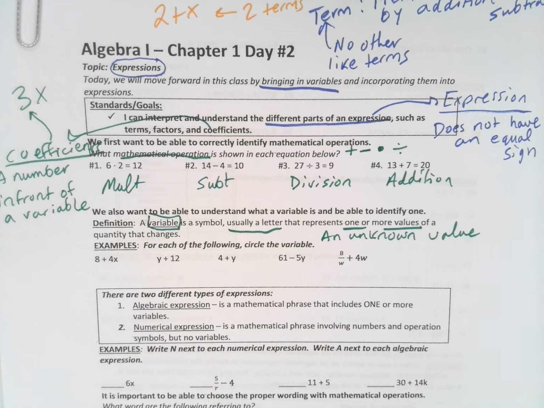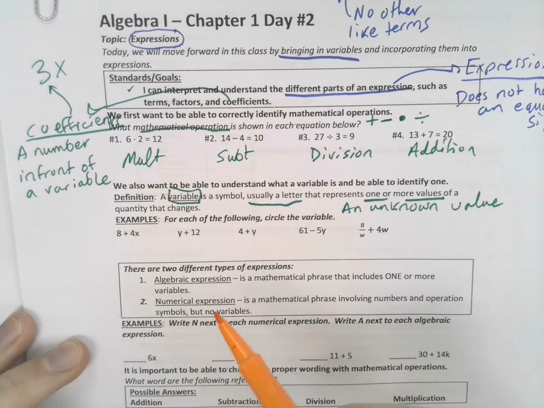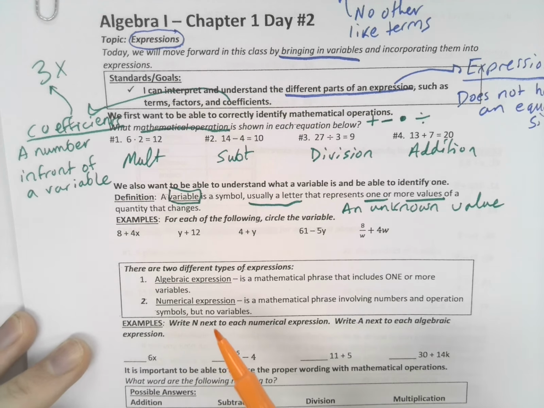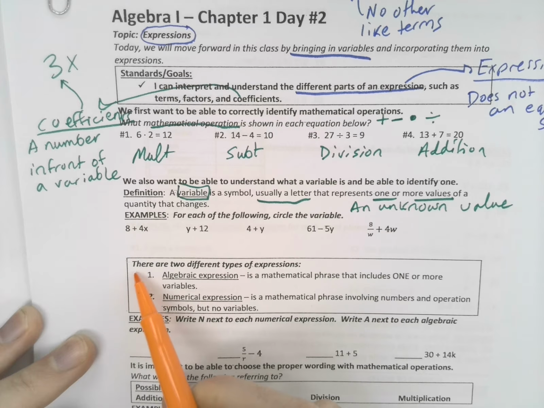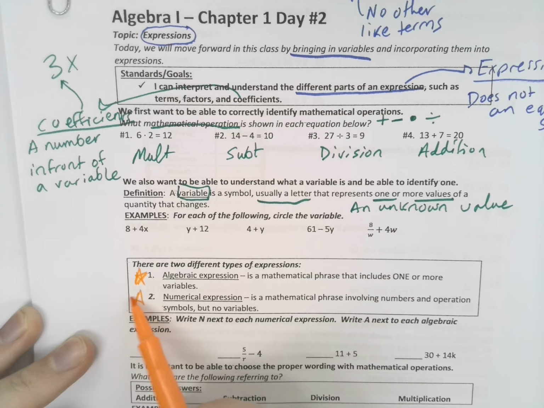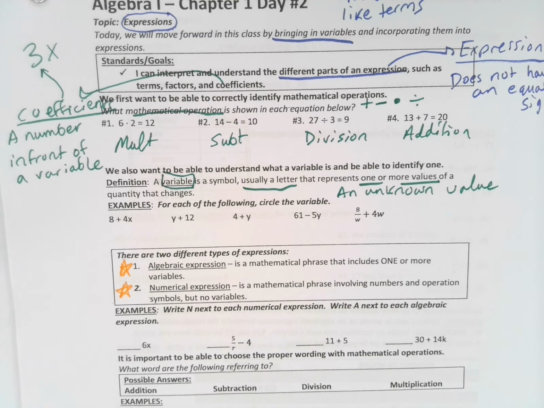But here is where we get into a little bit of definition action. Maybe some definitions you haven't heard of. There are two kinds of expressions. We have algebraic expressions and numerical expressions. You can pause the video and read these two and be ready for a question in just a moment about these.